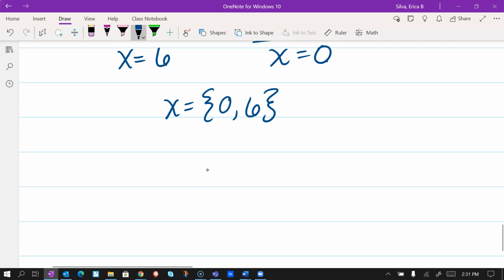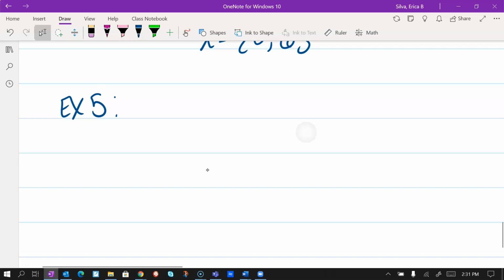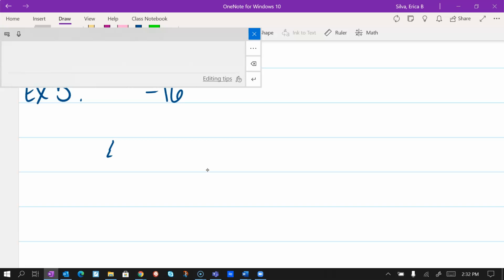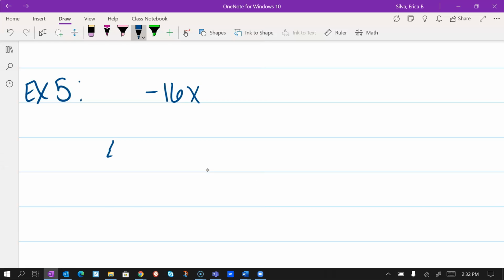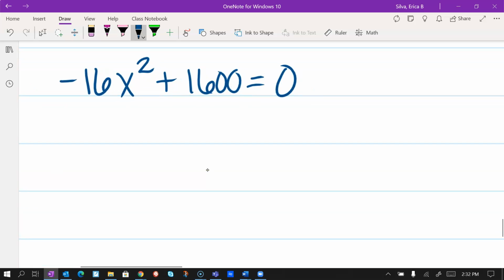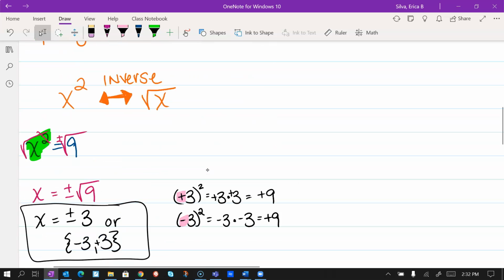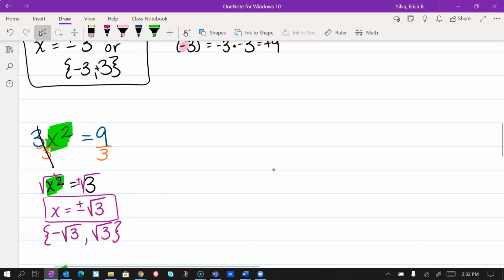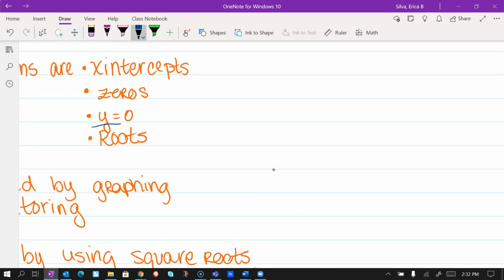Okay, we have one more. Example number 5. Negative 16x squared plus 1600 is equal to 0. Now remember, when a function is equal to 0, that's also how we can solve for our solutions. Remember up here, equal to 0.